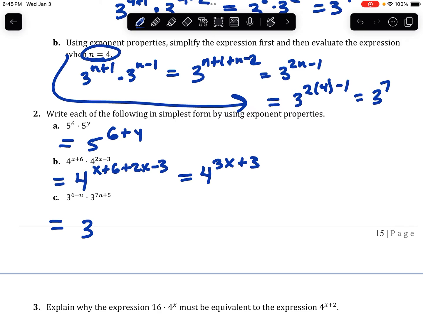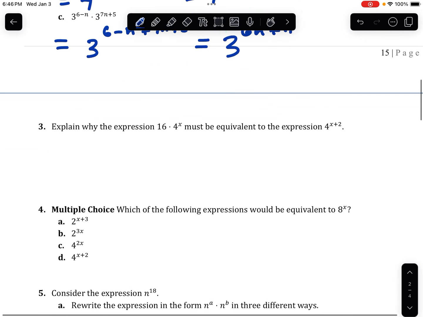This one, same idea. We're going to keep the base here. We're going to add the exponents. So 6 minus n plus 7n plus 5. You can probably do a lot of this in your head without showing all the steps. I just think showing the steps might be more helpful so you don't mess up the integer operations here. So you keep the 3. You get 6n total and then plus 11, or 11 plus 6n is also fine. Doesn't matter the order whenever you're adding.